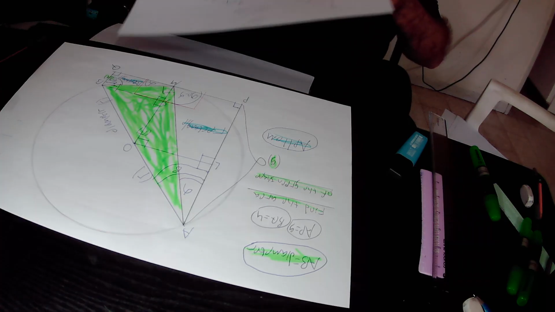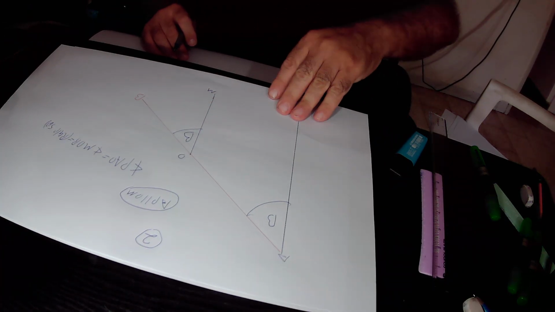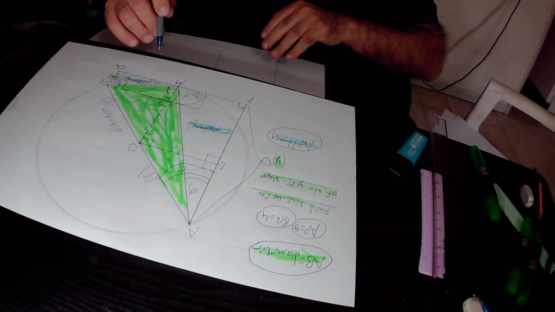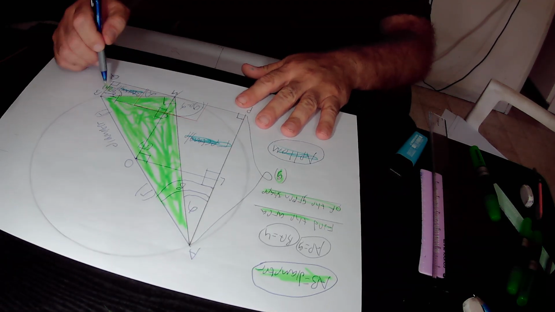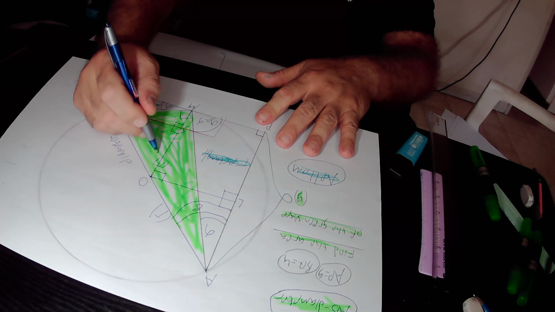And we also found out that the angle MOB also equals beta degrees in its size. This is angle MOB, which equals beta degrees in its size.